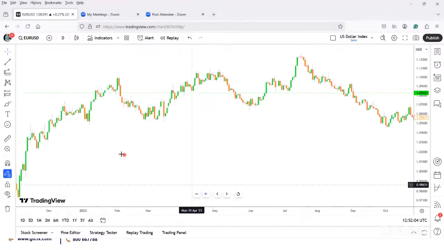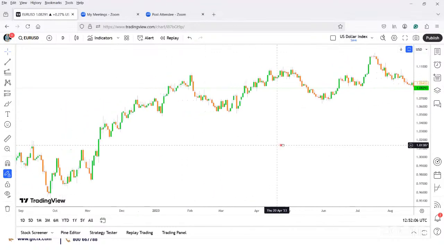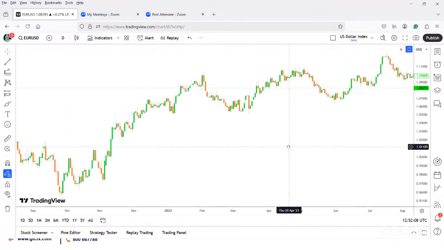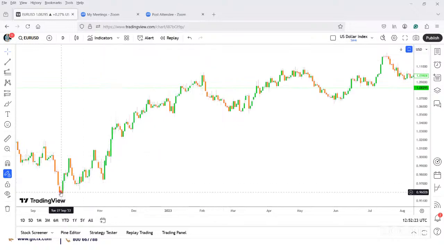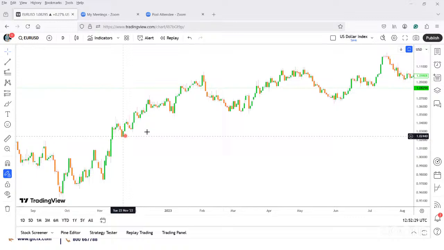Are you able to see now? I've tried to zoom in. This is a morning star, another morning star, an engulfing bullish. Again, this is the practical engulfing bullish. This is an engulfing bullish again.